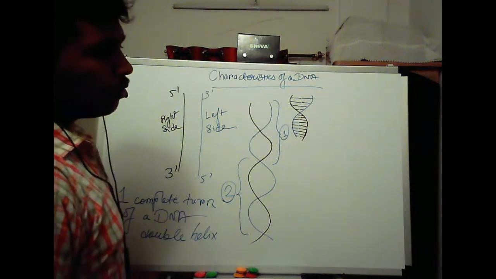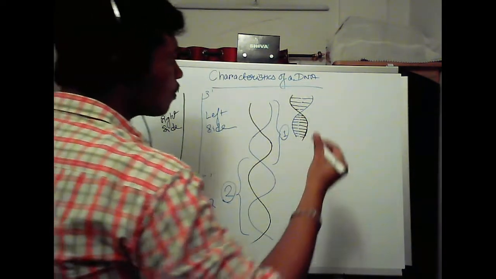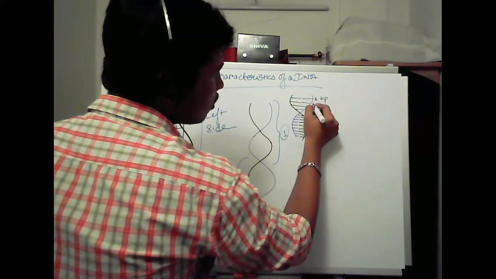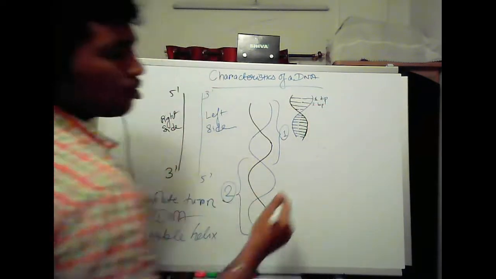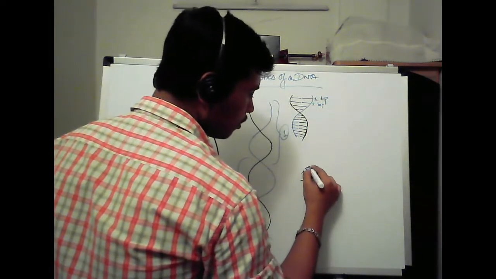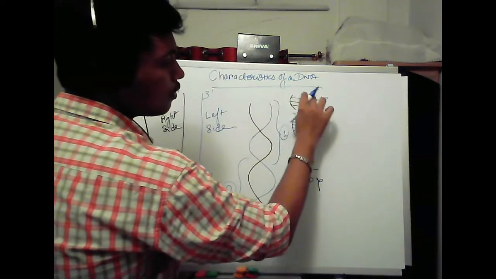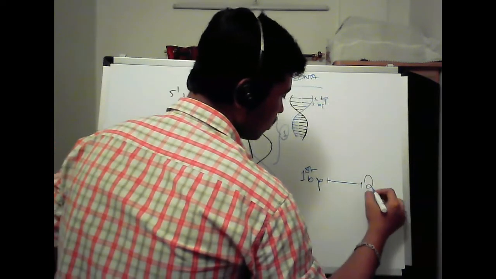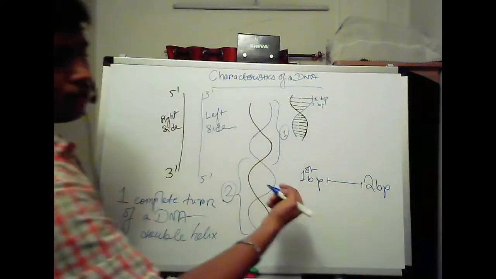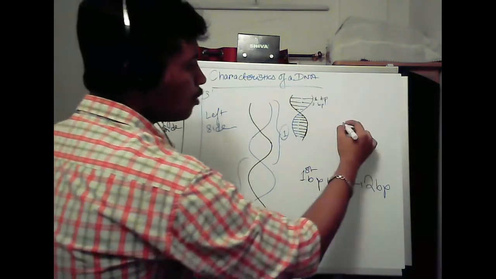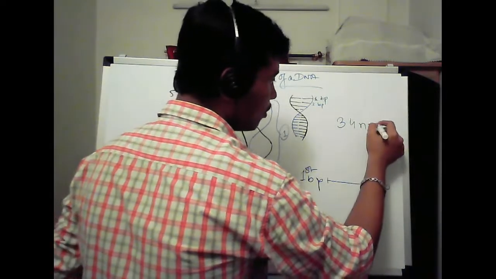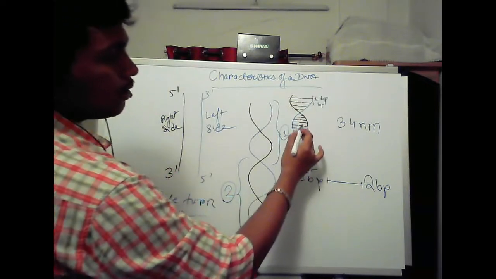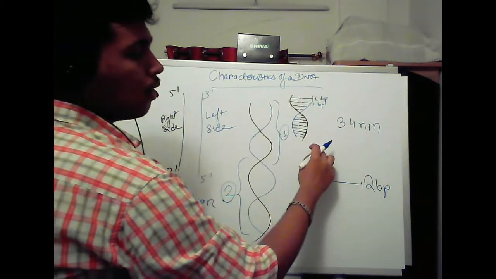Now, what is the distance between these two? First, for example, this is my number one base pair. This is my number two base pair. What is the distance between the first base pair and the second base pair? Anyone? Since one pitch is 3.4 nanometer, if you remember, of course you do, and there are 10 base pairs situated in one pitch.